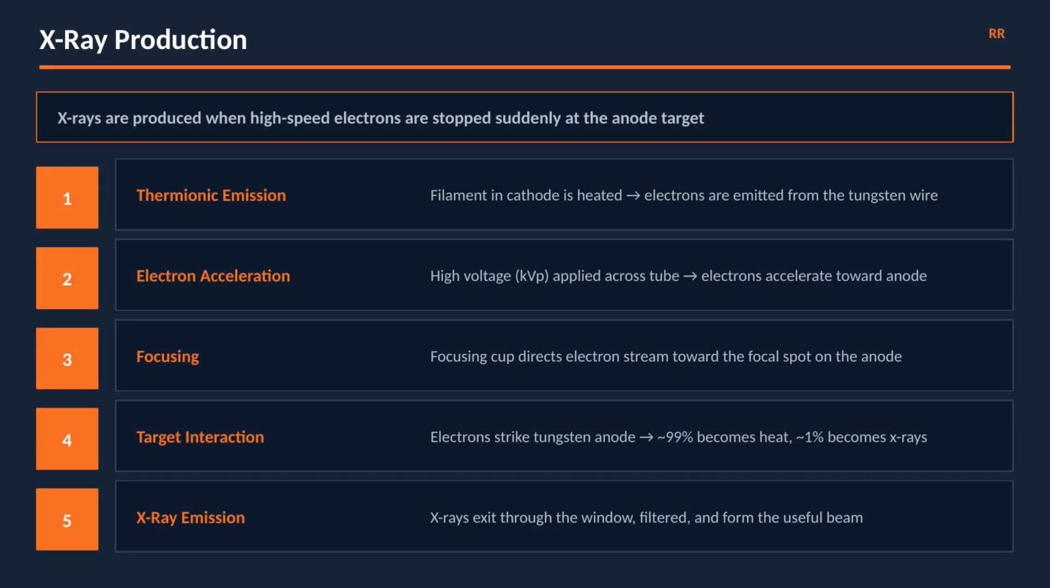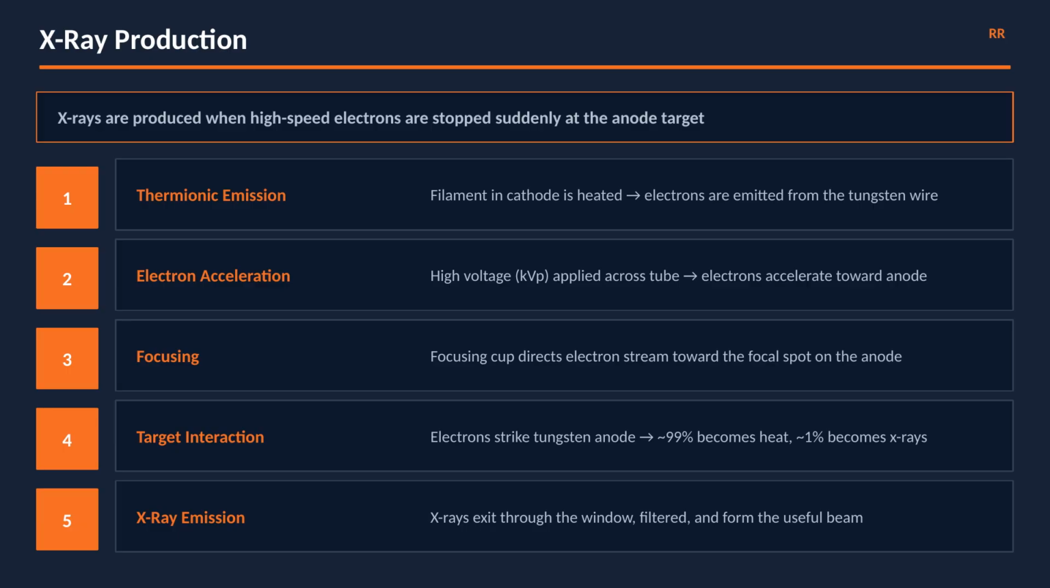5 steps produce every diagnostic X-ray. Thermionic emission. The cathode filament is heated by an electric current. When hot enough, electrons are boiled off the tungsten filament surface. This is the electron cloud. Electron acceleration. The high voltage applied across the tube, the kilovoltage peak, or kVp, accelerates electrons from cathode to anode at very high speed. Focusing.